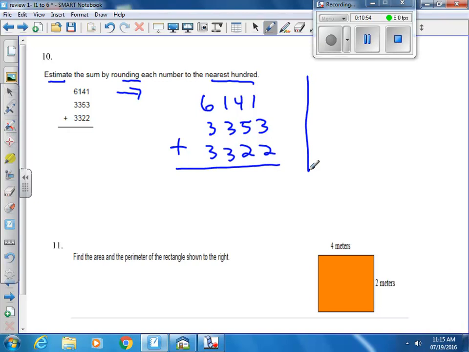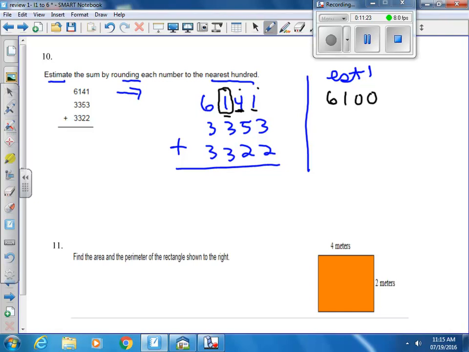If I want to estimate, well, think about this: ones, tens, hundreds. So if I'm going to round to the nearest hundred, I go to this place. I look next to it, I see a 4, so I know that I'm not going to round up. I'm going to stay at 6100. So I'm going to keep the 1 at a 1, and this will turn into a 0.